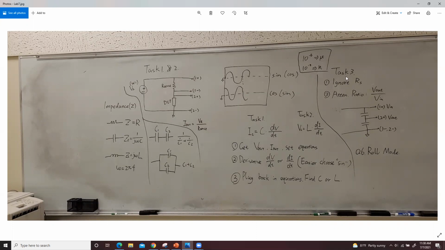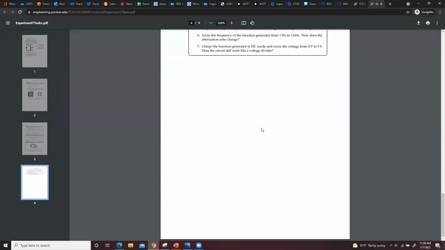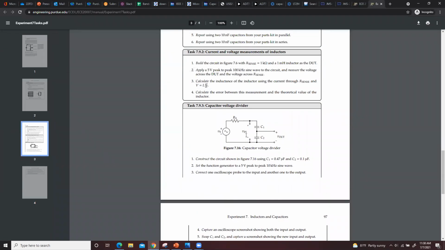Before I move to task 3, there are some numbers you want to know. 10 to the minus 6 is micro. 10 to the minus 9 is nano. Remember those numbers, they are important when you do the calculation. All right, so that's task 2. Then task 3, you're going to build this circuit.